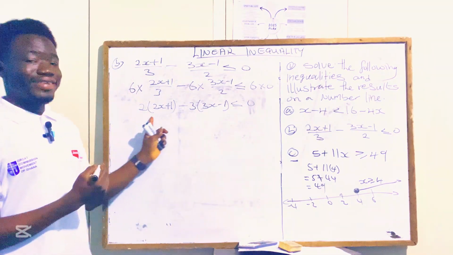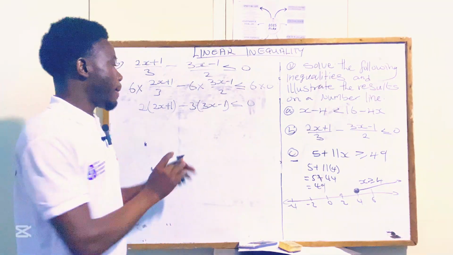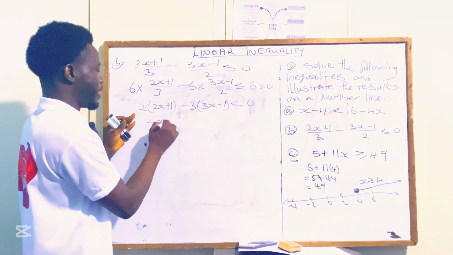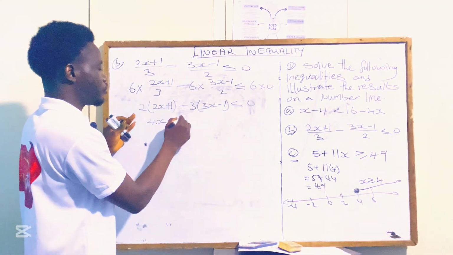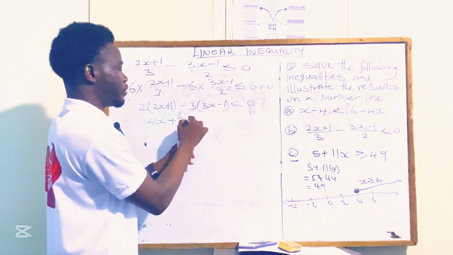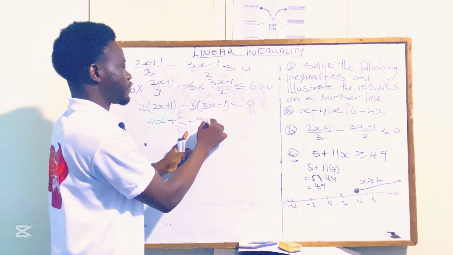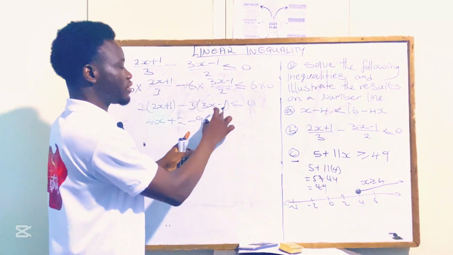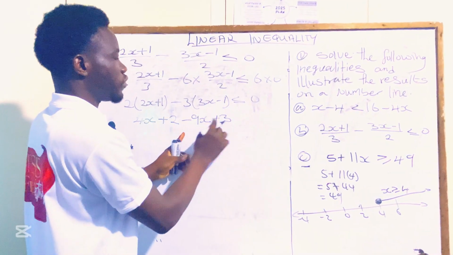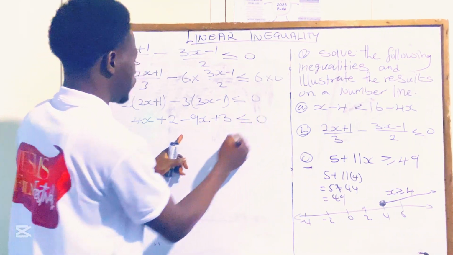Now we go ahead and expand the bracket. So 2 times 2x gives me 4x, plus 2 times 1 is 2. Negative 3 times 3x gives me negative 9x. Negative 3 times negative 1 will give me positive 3, right? Negative times negative is positive, and this is less than or equal to 0.